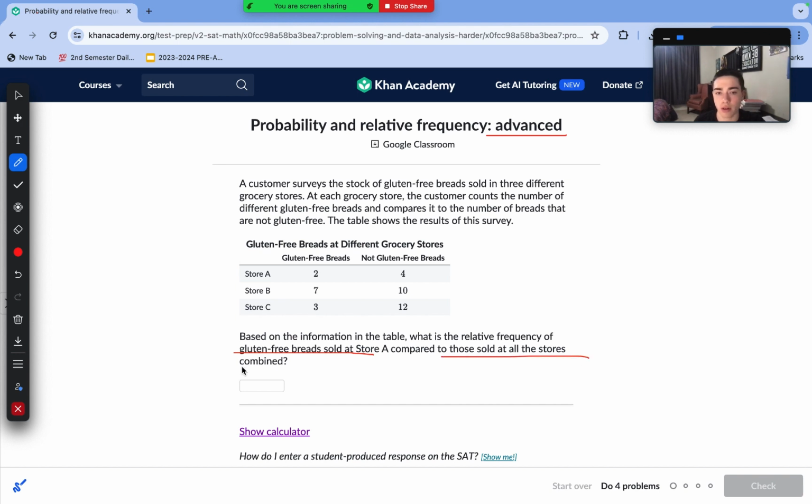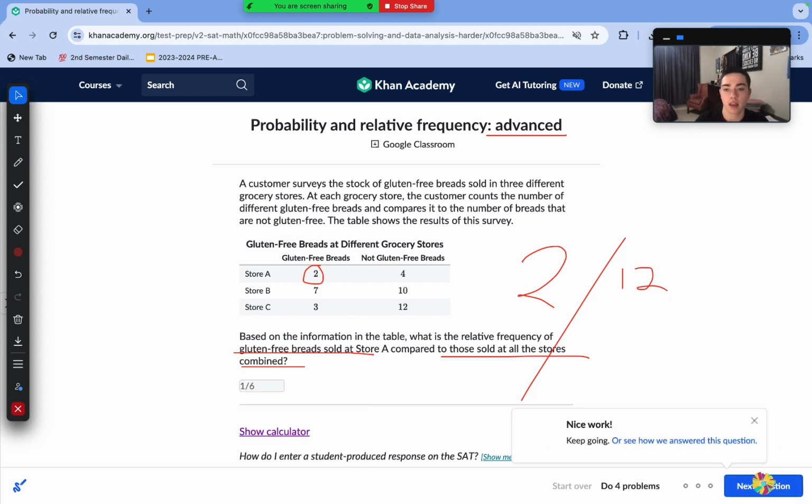at all stores combined? So first we need to find the number of gluten-free breads sold at store A, which is just 2. And now we're going to compare this to gluten-free bread sold at all stores combined. So that's 2 plus 7 plus 3. Yep. So that is 12. 2 out of 12 is just 1 out of 6. So that means that 1 out of 6 is our answer.